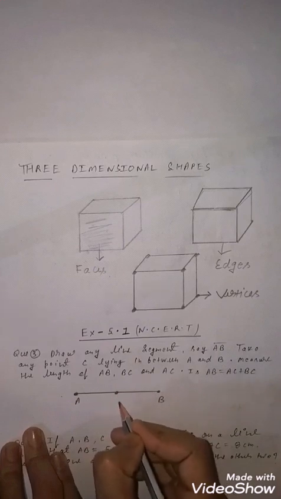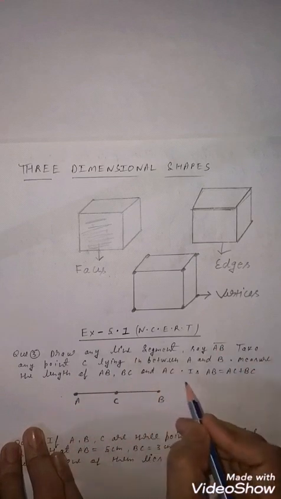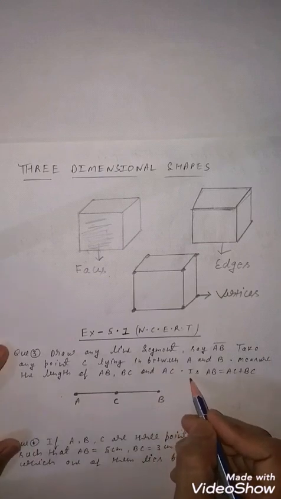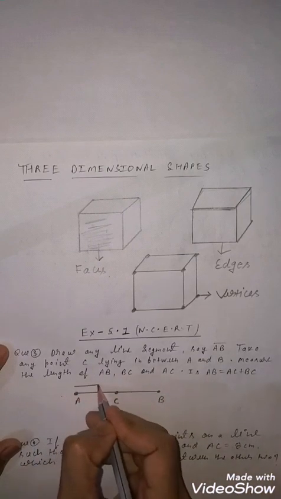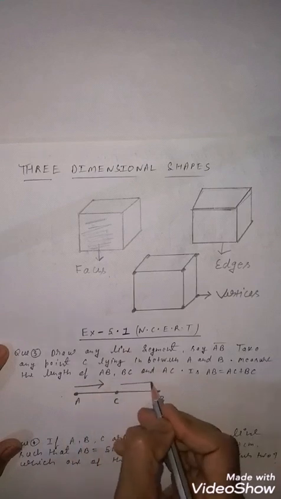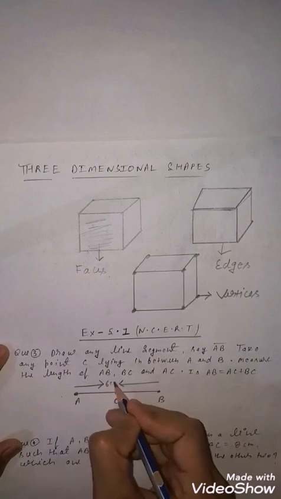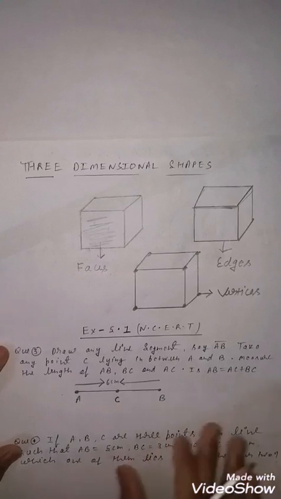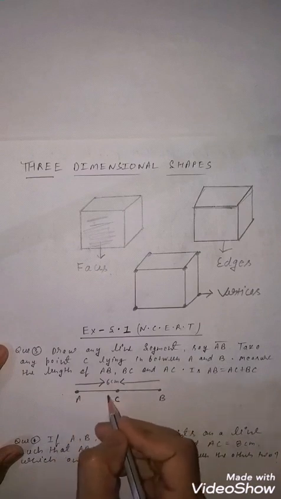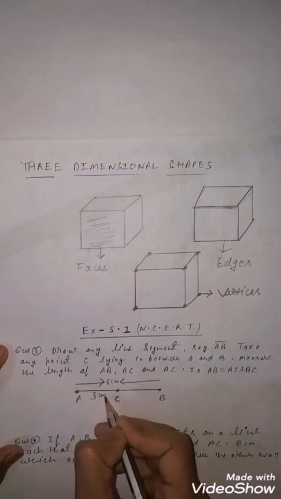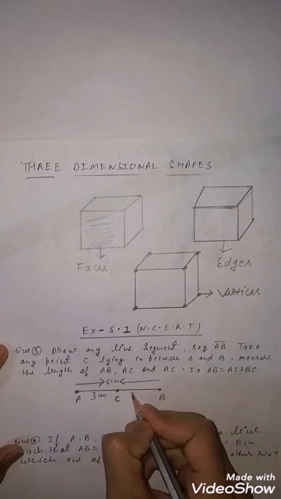So here is A, B, and this is your C. Now what is given? Measure the length of AB, BC and AC. So if the total length from here to here is 6 centimeter, I am assuming, then C is the midpoint. So what will be AC? AC will be 3 centimeter, because midpoint means the point which divides the line segment into two equal parts, and this one is also 3 centimeter.